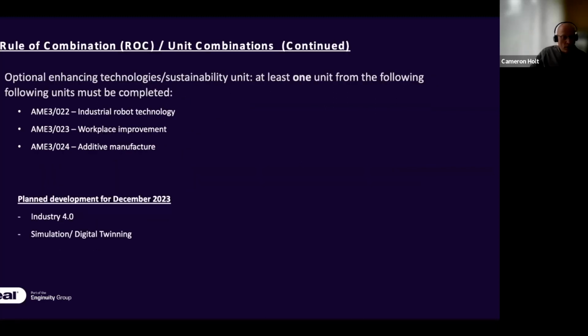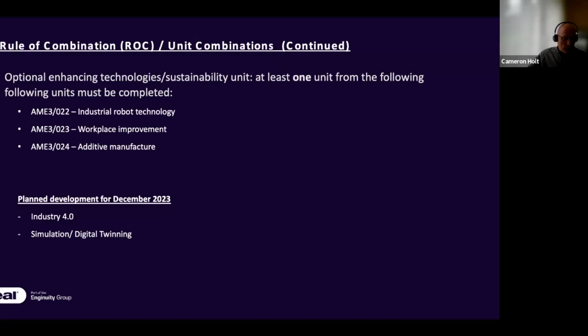And then for the last group, we've got the enhancing technology sustainability. At least one unit is required from this group, and currently we've got robot technology, workplace improvement, and additive manufacture.